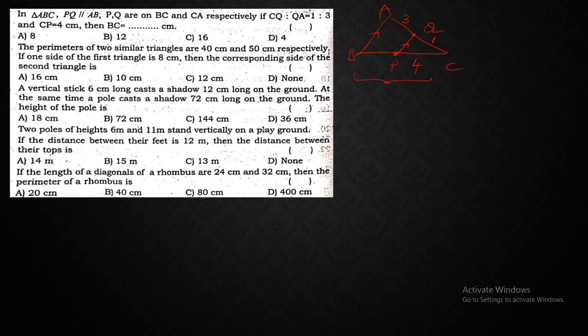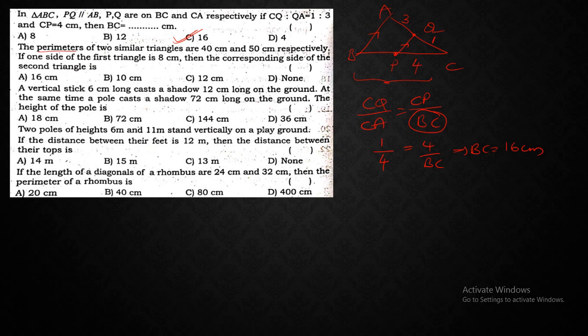Then from this, by Thales theorem, what we can say? CQ by CA is equal to CP by BC. So directly I am considering BC, right? So what is CQ? CQ is 1. CA is nothing but the total length 4, is equal to CP. So what is CP here? 4 by BC. So when I do cross multiplication, BC is equal to 16 centimeters. So answer is 16 centimeters.